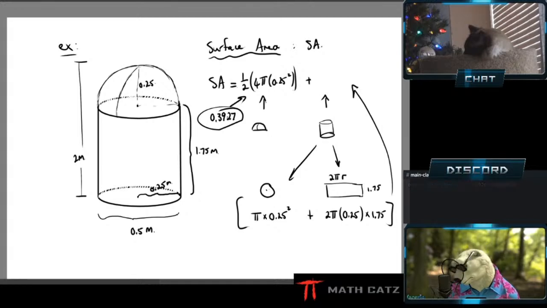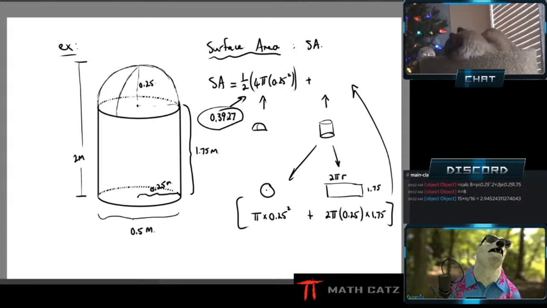B. Right, let me do this. Pi times 0.25 squared plus 2 times pi times 5 times 1.75. And then we get the number I left space for this number, 2.9452, and that's my other one.